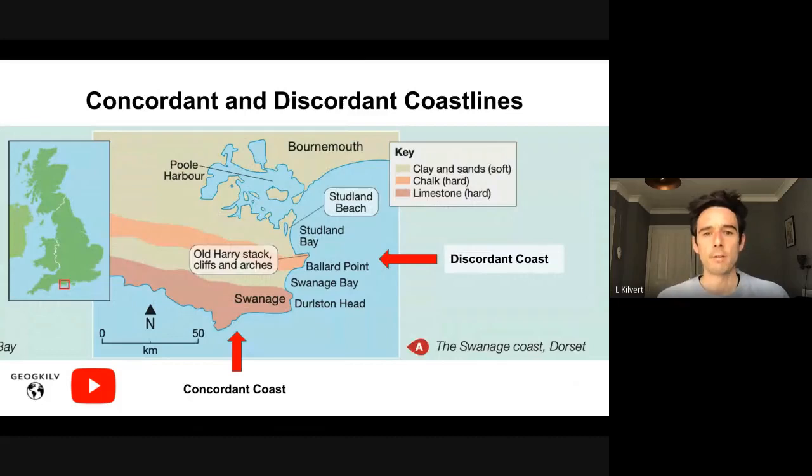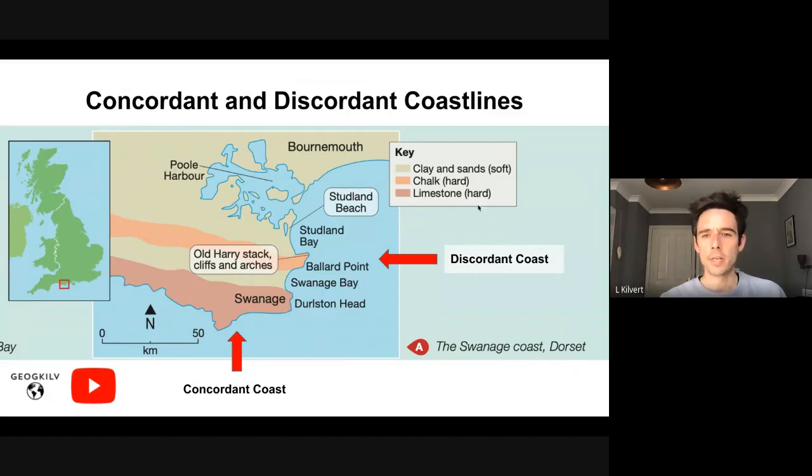Now, this little diagram that you can see here shows us a small area of the coastline down in Dorset around an area called Swanage Bay. What we can see here is evidence of those concordant and discordant coastlines. Down here towards the south, we've got a concordant coastline. And if we look at the key, we can see that all of the rock that's made up on this part of the coast is all limestone.